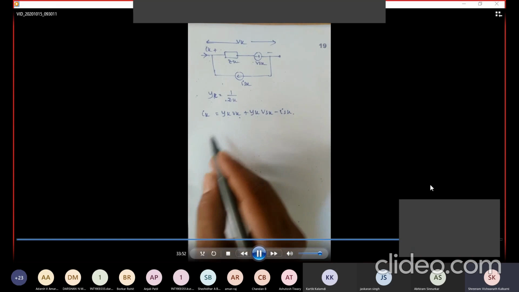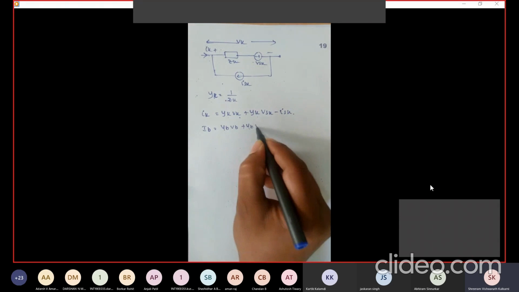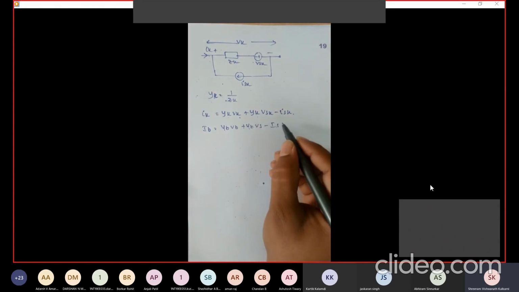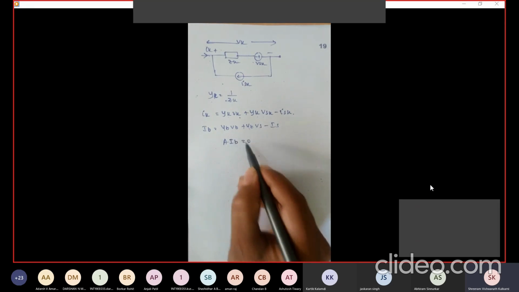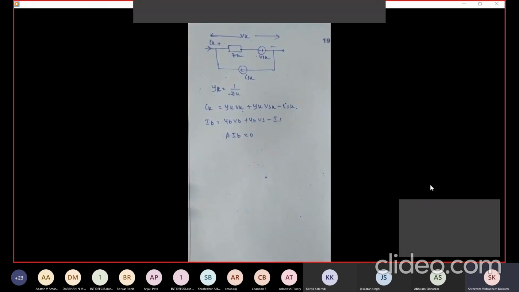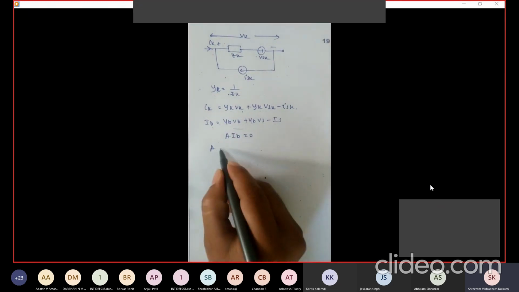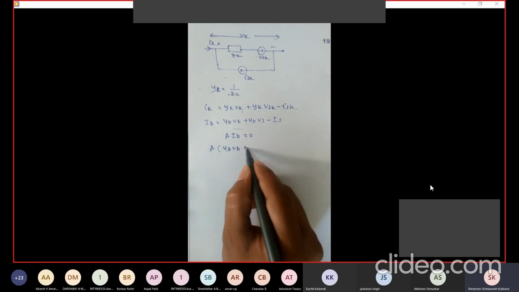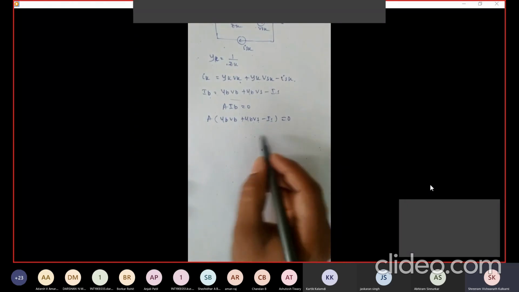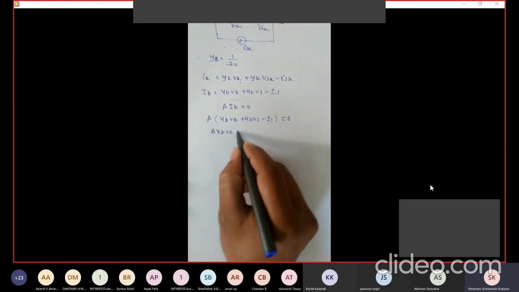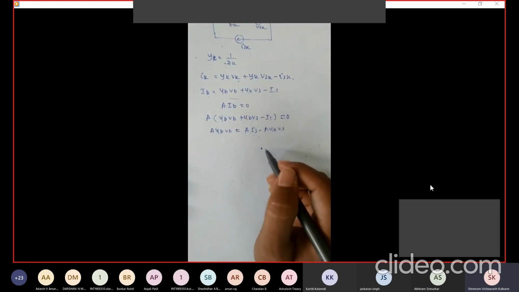If I write this in matrix form, Ib equals Yb Vb plus Yb Vs minus Is. My KCL equations will be given by A into Ib equals 0. I can insert this: A times (Yb Vb plus Yb Vs minus Is) equals 0. If I simplify this, I will get A Yb Vb equals A Is minus A Yb Vs.